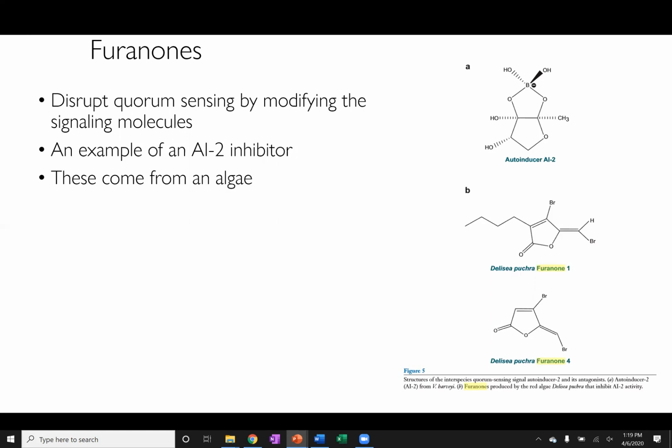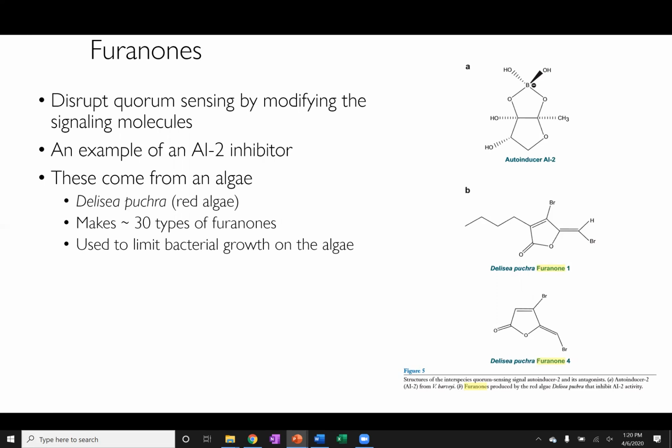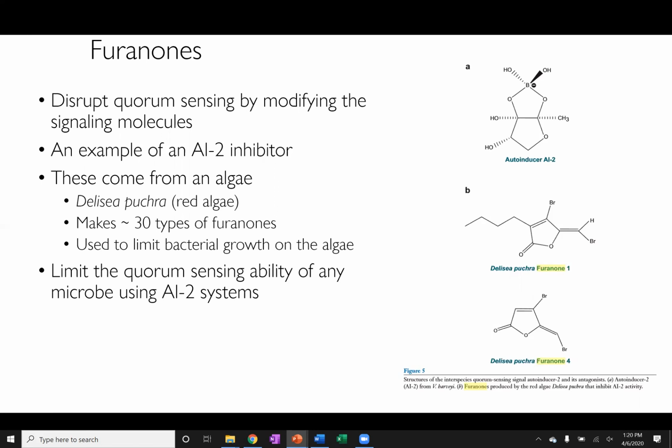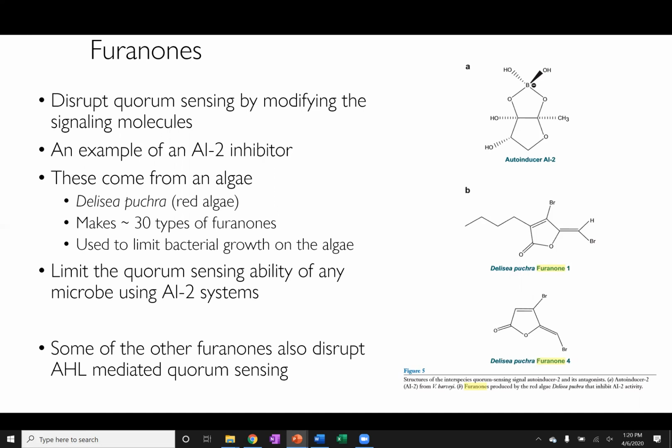This is a compound that comes from algae. The algae is Delisea pulchra, a red algae. It makes 30 different types of furanones, which is used to limit the growth of bacteria on the physical surface of this algae. It limits the ability of any microbe using the AI-2 system, which, as we've talked about, can be a lot of different microbes. And one of the interesting things is that some of the other furanones will disrupt AHL-mediated quorum sensing as well.